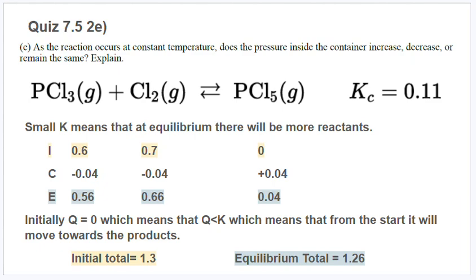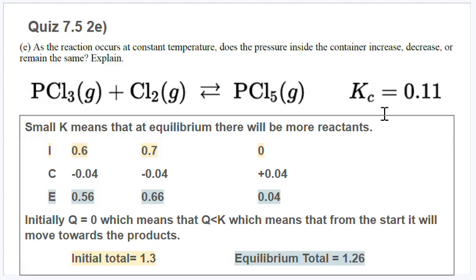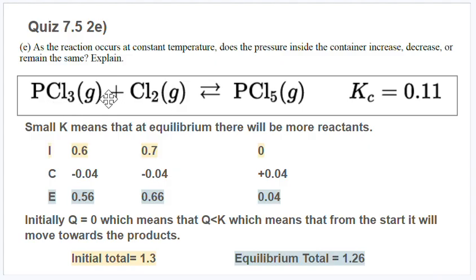Team, I didn't love my explanation for this at the end of class today, so I spent a little more time on it. And this is for quiz 5, 2E. We were talking about, in this reaction, does the pressure increase, decrease, or remain the same? We looked at our K value. K tells us that at equilibrium, the reactants are going to be favored.